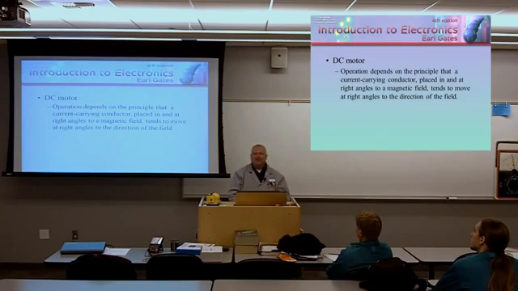DC motor operation depends on a principle that a current carrying conductor placed in and at right angles to a magnetic field tends to move at right angles to the direction of the field. Basically what we're saying is if we could rotate a shaft and create DC, why can't we apply a voltage to a winding and create motion? So the difference between a DC motor and a DC generator is perception.